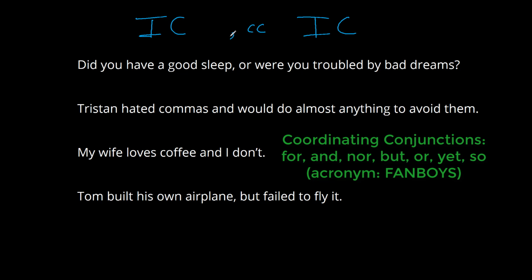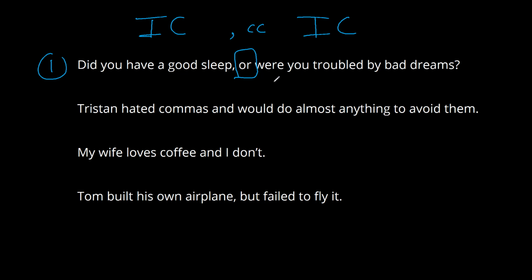And you can see that in our first example here. So where it says, "Did you have a good sleep?" That's a complete sentence. You could put a question mark right there already. And then we have "or." There's our coordinating conjunction. And then we have our second independent clause, which reads, "Were you troubled by bad dreams?" And what you can check then is that each clause is an independent clause. So just read it by itself, make sure it has a subject and a verb, and if it does, then you can put the comma right before "or," or whatever the coordinating conjunction may be.